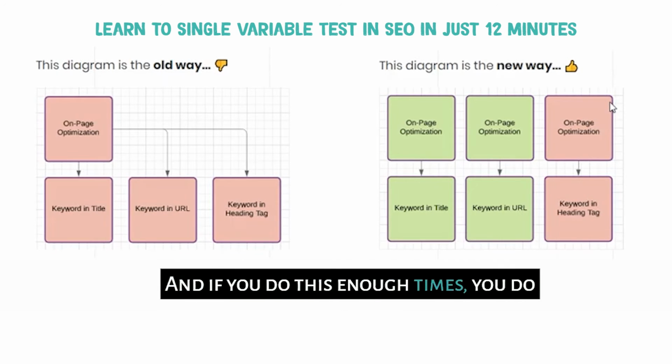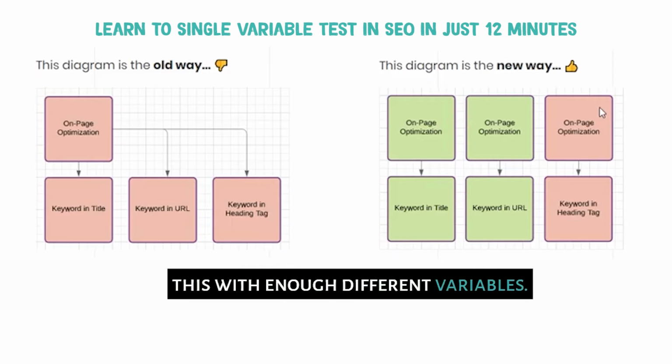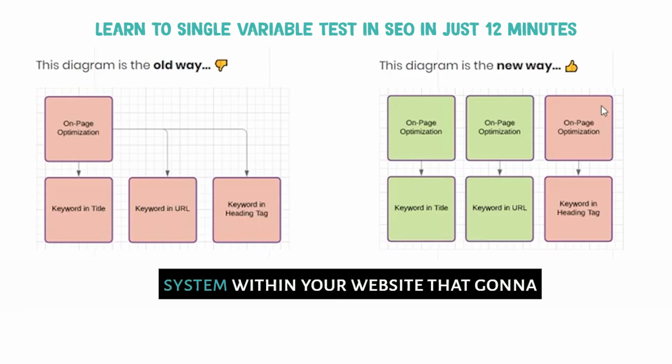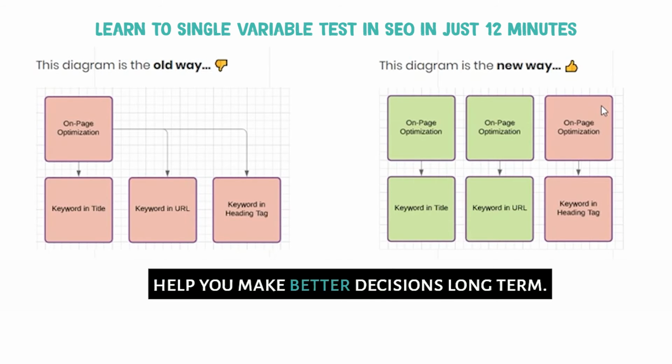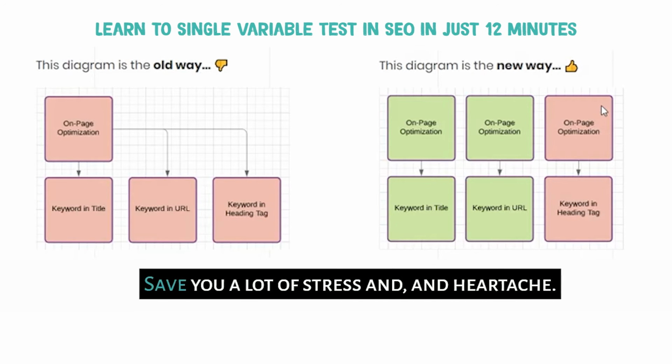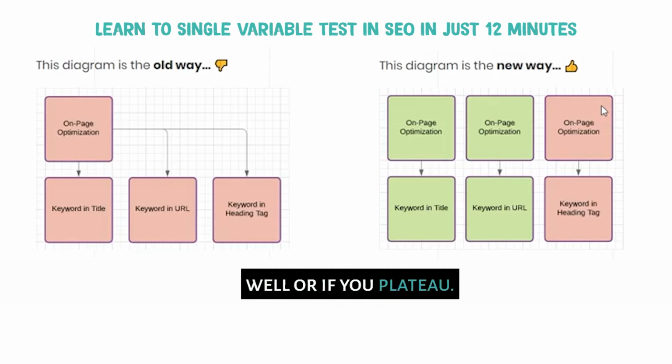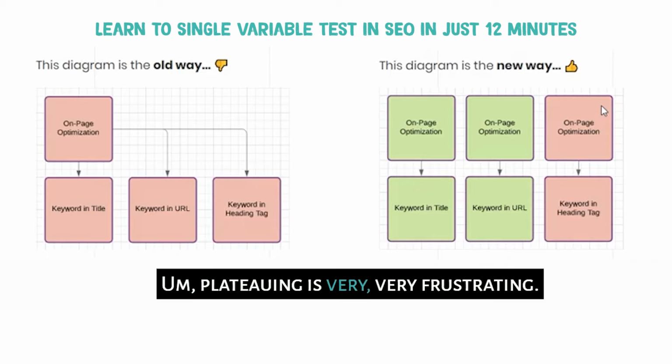And if you do this enough times, with enough different variables, with enough different pages, you start to really create a learning system within your website that's going to help you make better decisions long term. It's also going to save you a lot of stress and heartache when things stop working well, or if you plateau. Plateauing is very, very frustrating.